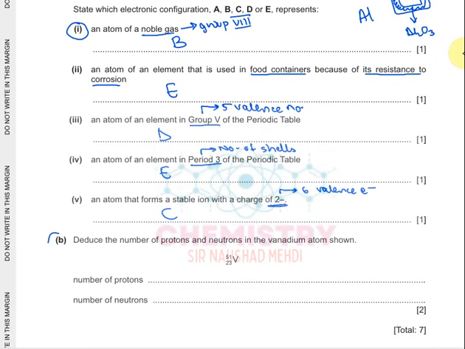Now in the next question, it is saying deduce the number of protons and neutrons in the vanadium atom. This is the vanadium atom, and the subscript is written 23. So this is your atomic number, and 51 is your mass number. Okay. So the atomic number is 23, which also represents the number of protons. So the number of protons is 23, and for the number of neutrons, just simply subtract the atomic number from the mass number, right? So you will be getting 28. So these are the number of neutrons.